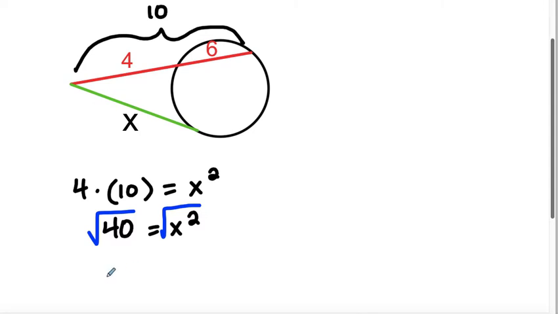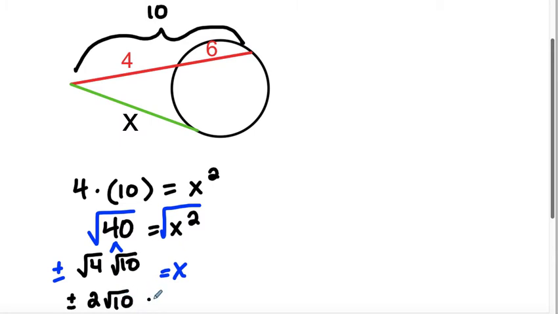Now I have to simplify, don't I? So I get x equals plus or minus. I look for the largest perfect square that's a factor of 40, which would be 4 and 10. So that would be the square root of 4 times the square root of 10, so it would be plus or minus 2 root 10 equals x. Now remember, we're going to throw out the negative in this case because we want x to be a positive value because it is a segment.